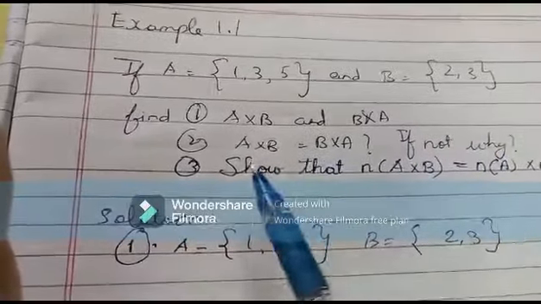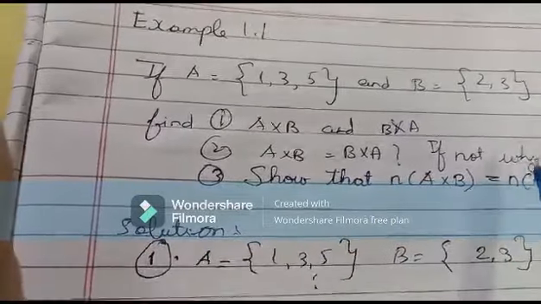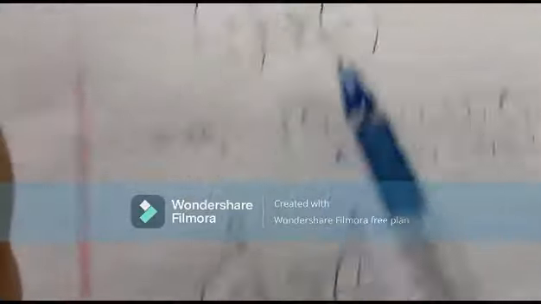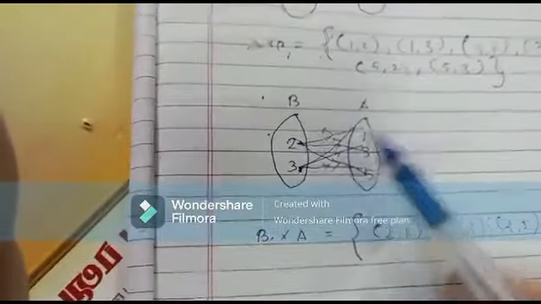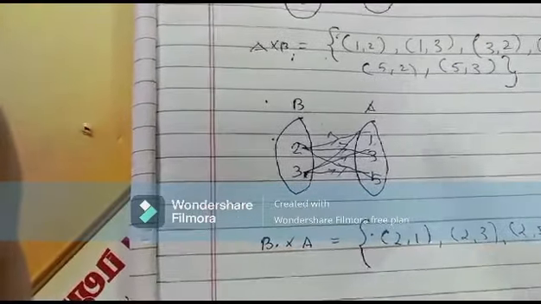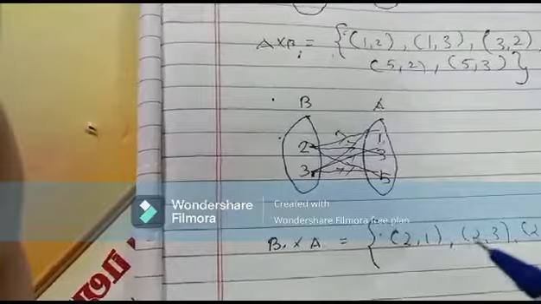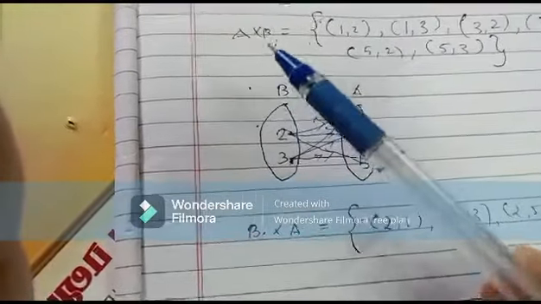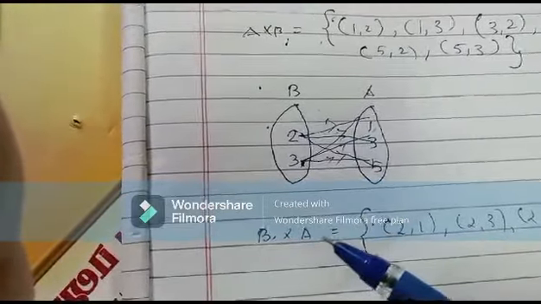They asked why. If A cross B is not equal to B cross A, then why is it not equal? Because elements are not equal. So we can say 1 comma 2 is not equal to 2 comma 1, 1 comma 3 is not equal to 3 comma 1. So we can give the reasons like this and say A cross B is not equal to B cross A. Okay.